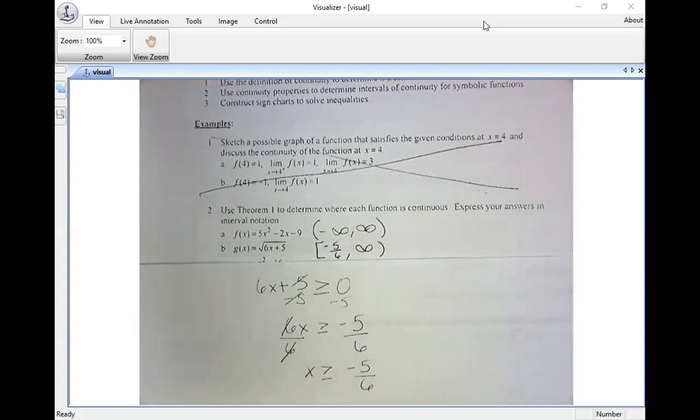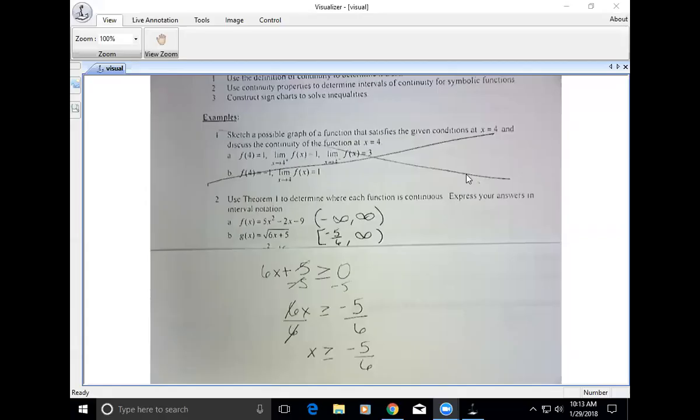Okay, your question was, did we switch the sign or did we not? And the answer is we did not, because what did we divide by, a positive or a negative? A positive. So since we divided by a positive, we did not switch the sign.